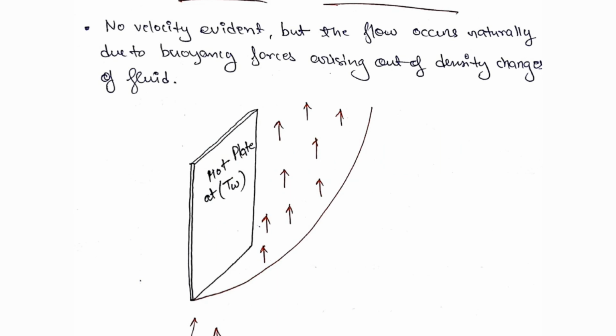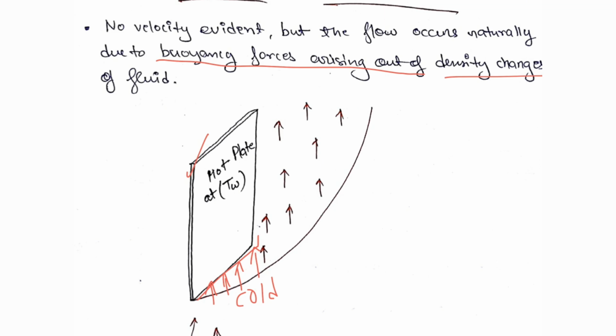Then the question is how the flow will occur. Flow will occur because of buoyancy forces arising out of density changes of the fluid. Let us say this is your hot plate, and you kept this hot plate in an atmosphere. The fluid will be coming and touching onto this hot plate. This is a cold fluid here. The temperature of the fluid is less than the temperature of the plate.